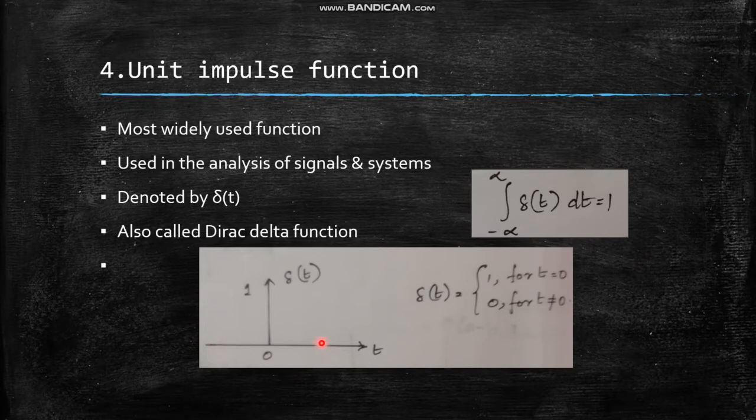This is the representation of a unit impulse function, that is, from the point t equal to 0, this will have the value 1, a height of 1. Delta of t is equal to 1 for t equal to 0 and 0 for t not equal to 0.